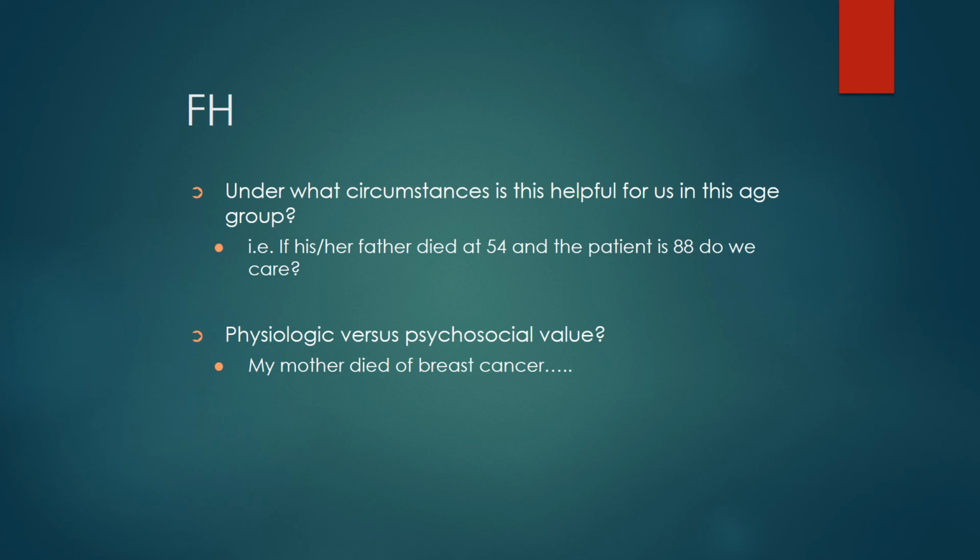So when you're doing family history, it's a really interesting question of whether it's even useful in this age group. If you've got somebody, her father died at 54 and she's 88, I don't know that we really care about that as far as stratifying her risk for cardiac disease or other things. That being said, sometimes if you've got a woman who's 80 and her mother died of breast cancer at 82, then that might actually be an important thing to remember in regards to whether or not you're going to screen.